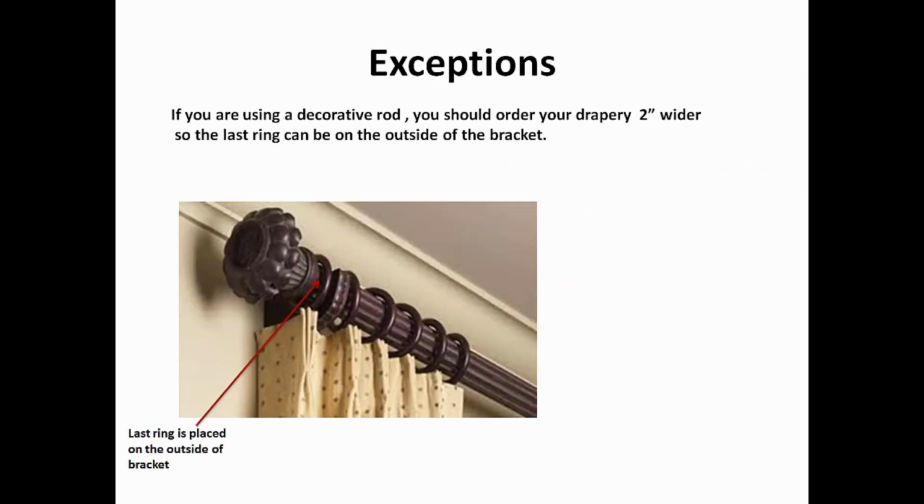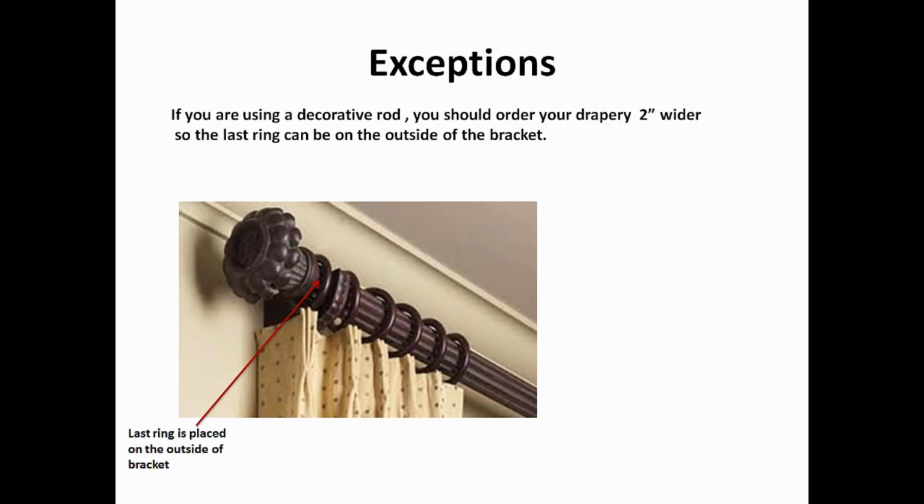Next, I'd like to talk to you about some of the exceptions to what we just spoke about. In draperies, there's always exceptions, isn't there? For example, if you're using a decorator rod, you should order your drapery 2 inches wider so that the last ring can be on the outside of the bracket. If you look at the little diagram there, you can see that the last ring on the rod is placed on the outside of the bracket. Since this was a pair, you'd have the same thing going on the other side of the drapery.